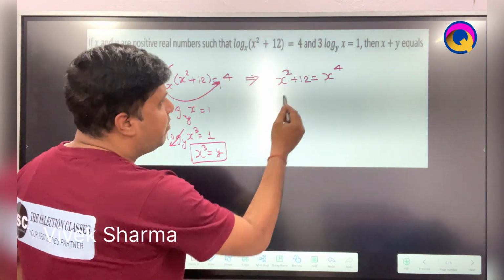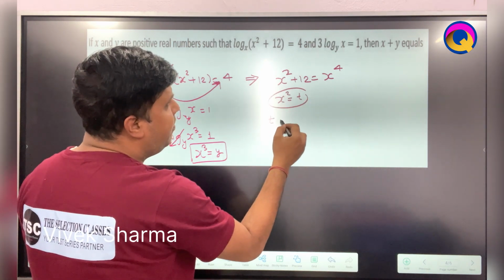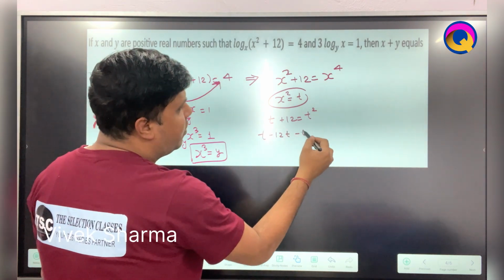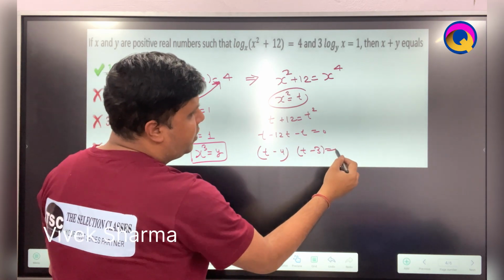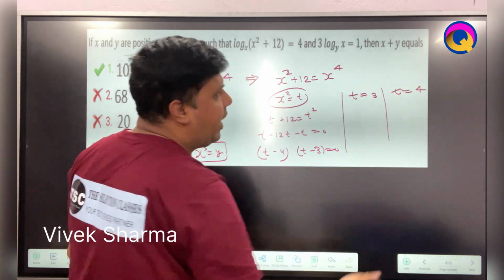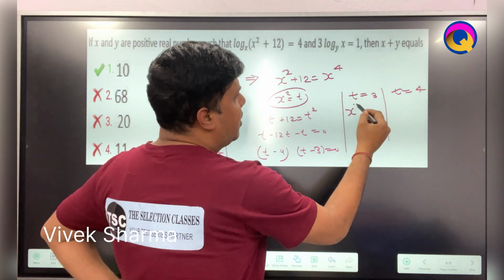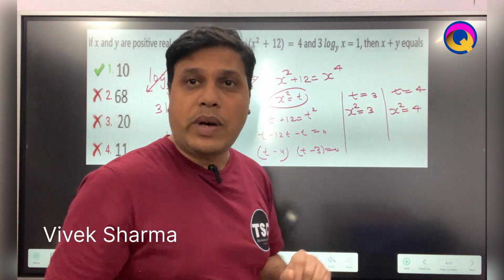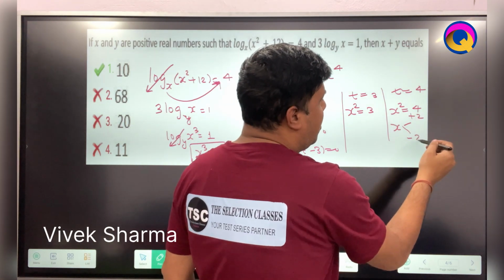Now if I solve this, let x square equal t to make a quadratic. So this is t plus 12 equals t square. So t square minus 12t minus t equals 0. So I have t minus 4 and t minus 3 equals 0. So I have t equals 3 or t equals 4. So what is t here? Actually x square. So x square is 3, or I can say x square is 4. So if x square is 4, I can say x can take the value plus 2 or minus 2.